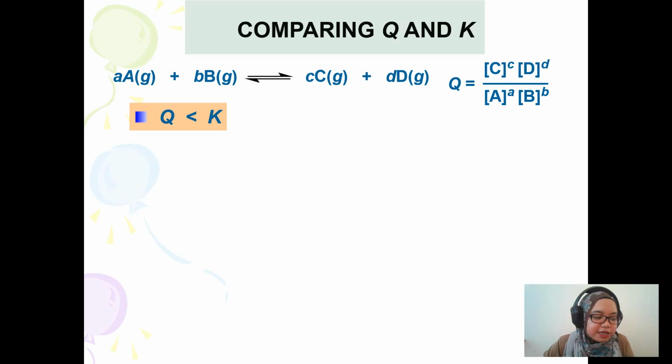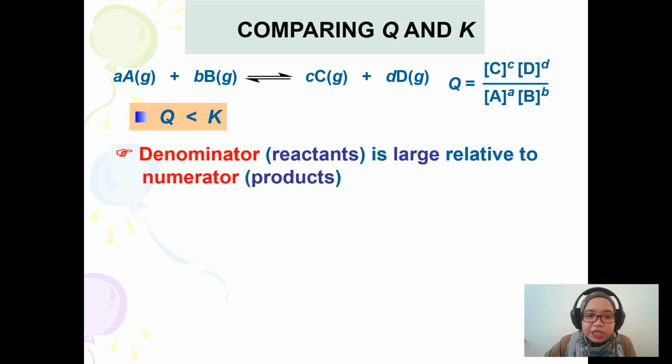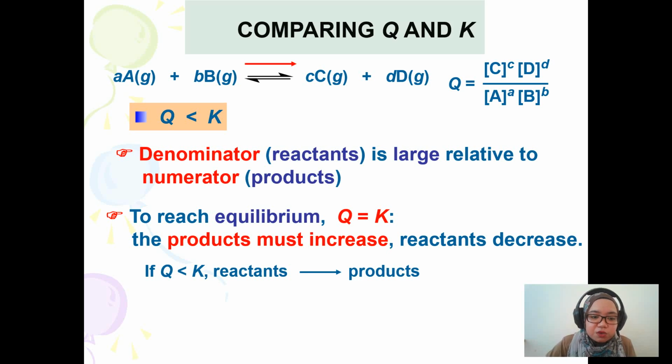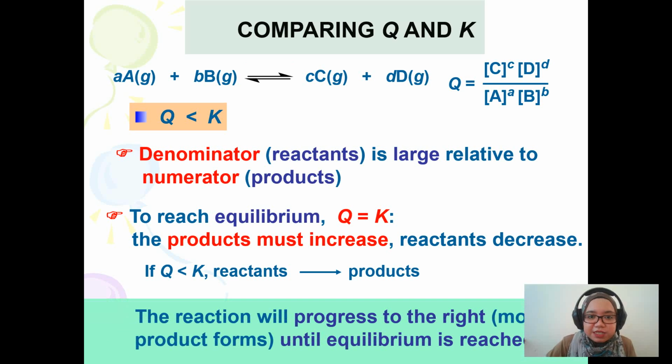The first case is when Q is less than K. When Q is less than K, the denominator reactant is large relative to the numerator product. So, to reach equilibrium, Q equals K, the product must increase and the reactant must decrease. So, if Q is less than K, reactants will form more product. Here, the reaction will proceed to the right to form more product until the equilibrium is achieved. So the forward reaction is favored in this case.